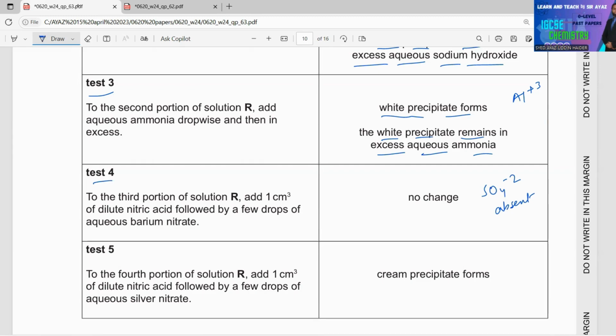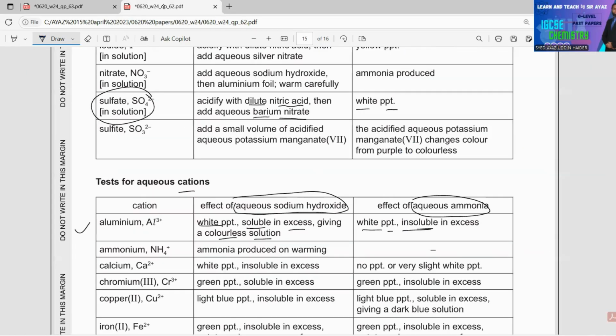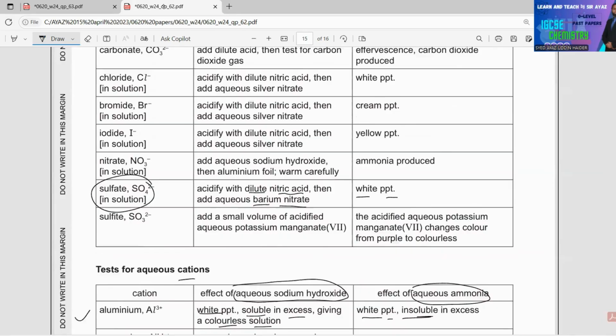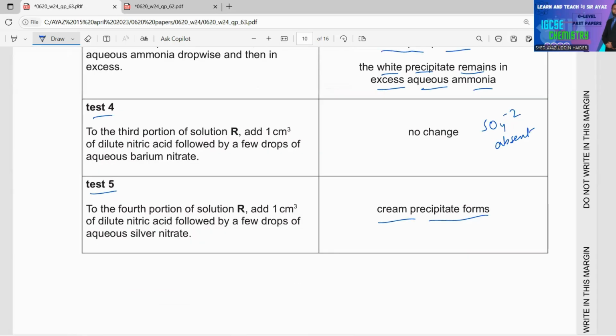Test 5. To the fourth portion of solution R, add 1 cm3 of dilute nitric acid followed by a few drops of aqueous silver nitrate. Cream precipitate forms, and this is the test for the fluoride, bromide, and iodide ion. In all these, we acidify with dilute nitric acid and then add aqueous silver nitrate. Only the bromide ion gives cream precipitate. So it must have Br- ion in it.